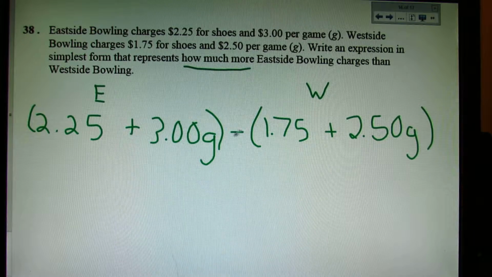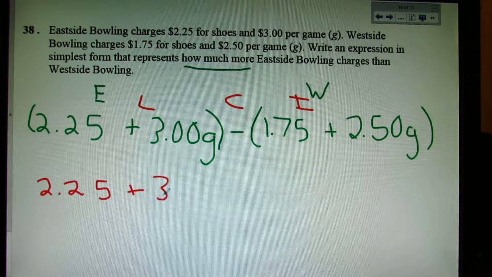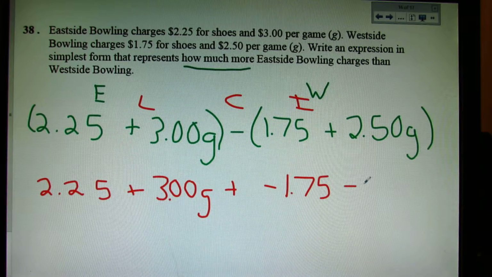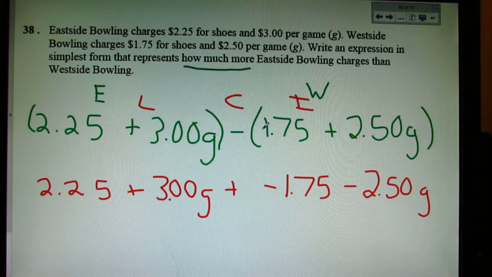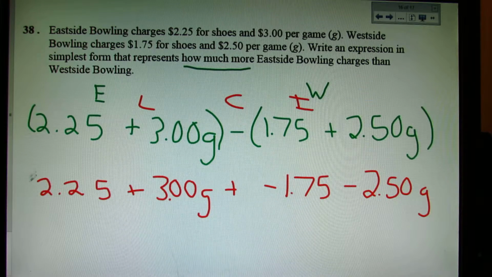We just talked about it. In order to do a subtraction problem with like terms, I have to leave, change, inverse. 2.25 plus 3G plus negative $1.75 minus 2.50G. Again, positive 1.75, negative 1.75. Positive 2.50, negative 2.50. All right, now go right into the like terms.